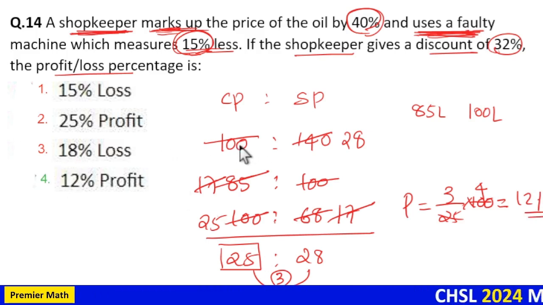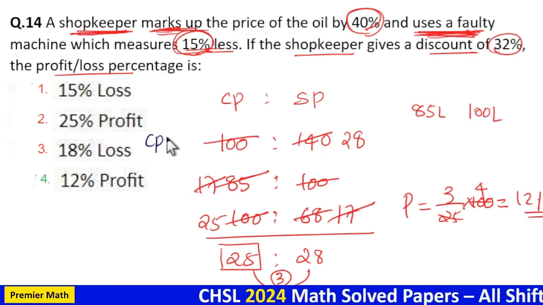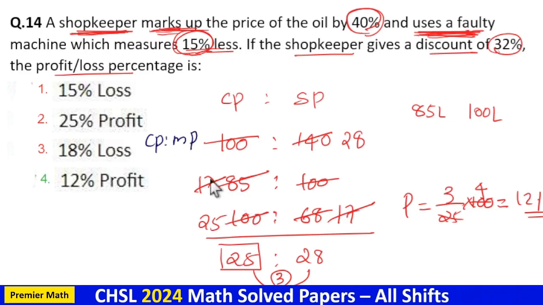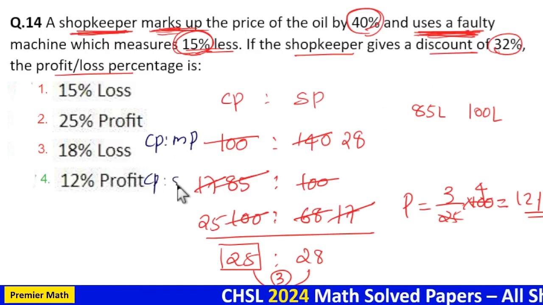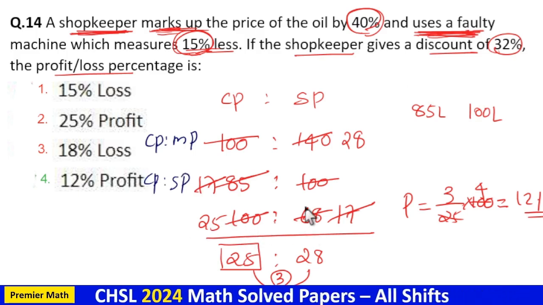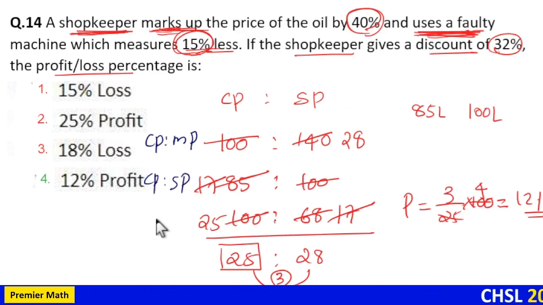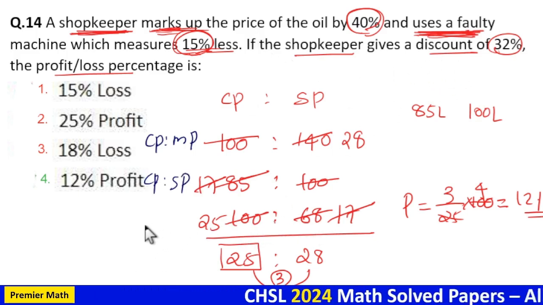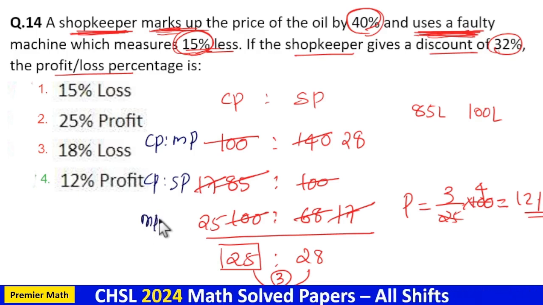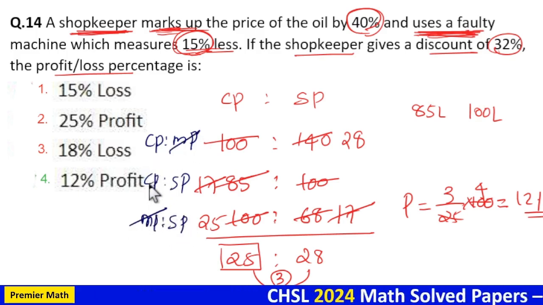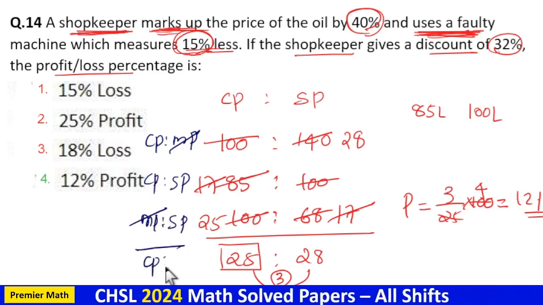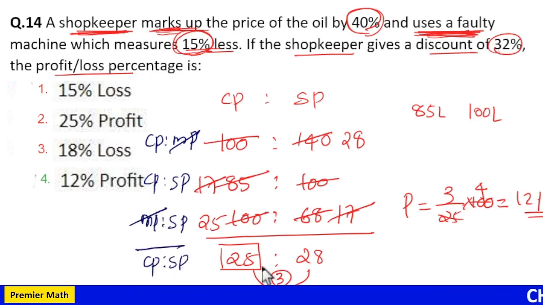Now here 100 is to 140 means this is cost price and mark price ratio. 85 is to 100 means this is cost price and sell price ratio. And 100 is to 68 means this is discount. So this discount is on mark price. So this is mark price and sell price ratio. Now you can see mark price cancel. Remaining is cost price is to sell price. That is what we get here.